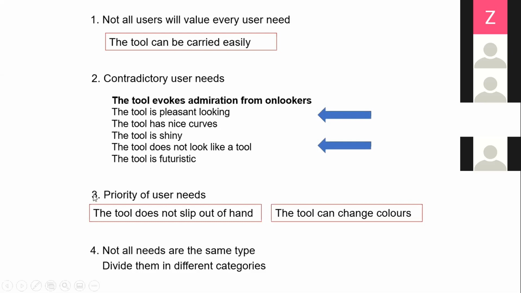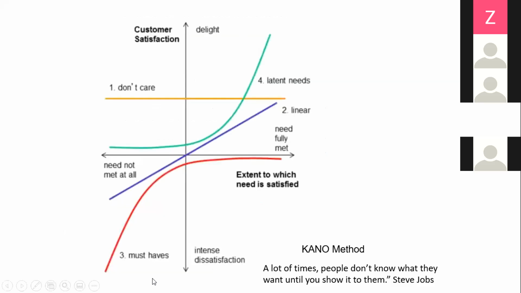Then the third is the priority of the user needs. So which need is more of a priority? So tool does not slip out of the hand, and tool can change colors. Of course, if the tool remains the same color, it will not really affect its usability. But if it slips out of the hand, then it may create some kind of a dangerous situation. So that is why we divide them in different categories.